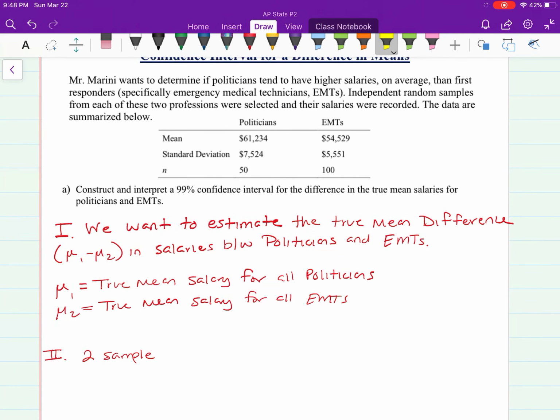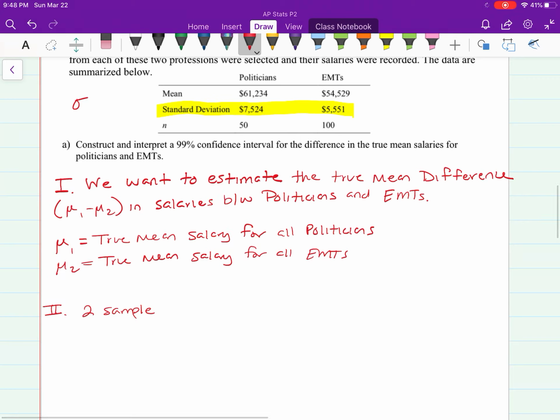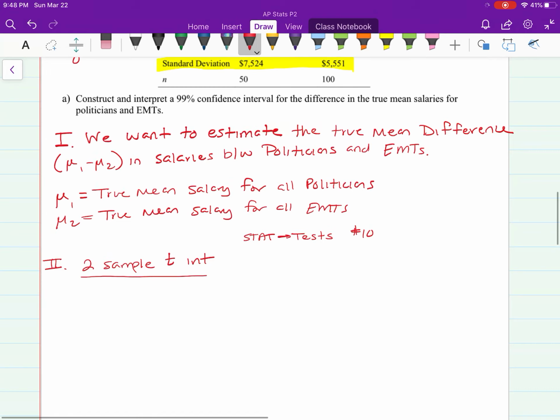So let's go up and see what we were given here. I see we were given some standard deviation. It does not specify that it is the population standard deviation, which again would be that symbol. That means this standard deviation is coming from the sample that they took of the 50 politicians and the 100 EMTs. So this is going to be a 2-sample T interval. And if you're looking ahead to where that is in your calculator, you would go to Stat and go to the right for tests. And you will go down to number 10, which actually is just going to look like a number 0. And you'll find it there.